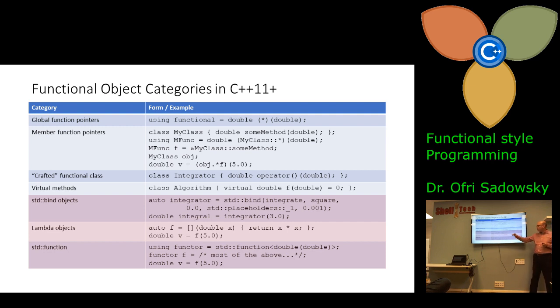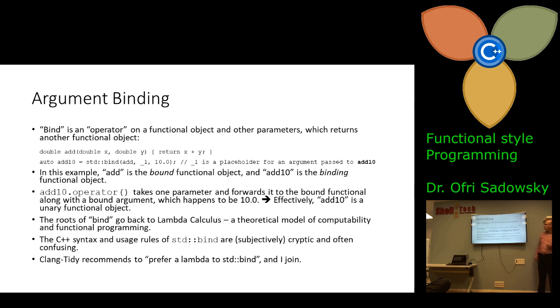Behind the word bind, like the word lambda, by the way, there is some reason that it's chosen. First of all, I would describe it like this: bind is sort of an operator on one functional object and other parameters, which returns another functional object. I mentioned in the beginning of the talk that in functional programming, you have functions that receive functions as arguments and can return functions as return values. And bind is exactly such an operation.